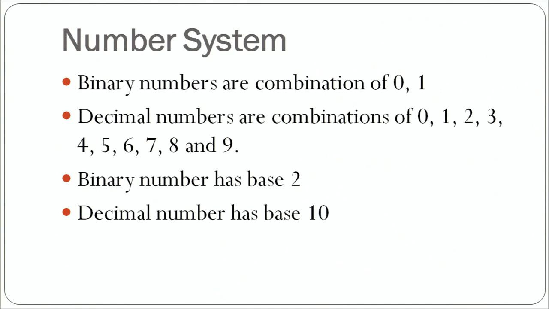Then we have decimal numbers. Decimal numbers are the combinations of these digits which are from 0 to 9: 0, 1, 2, 3, 4, 5, 6, 7, 8, 9. These 10 numbers collectively form the group of decimal numbers and the different combinations define the different values of numbers. So binary number has base 2 because we are using only two digits here, and decimal numbers have base 10 because we are using 10 digits here to form any number which can have any value, but we will be using these 10 digits only.